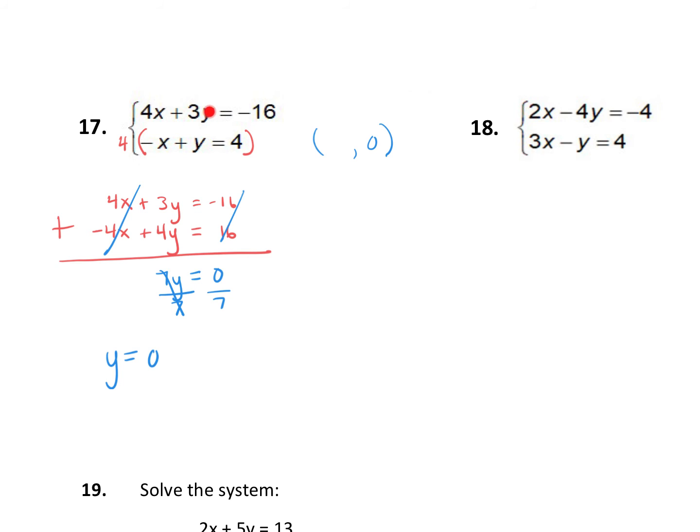I can plug it in for the y up top, or the y in the bottom equation, whatever one feels easier. I'm leaning toward that bottom equation. It looks simple. It's just a negative x plus y equals 4. But now that we know that y is a 0, I'm going to replace the y with a 0 and solve for x. Negative x plus 0 is just negative x equals 4. That negative is like a negative 1, so I want to divide both sides by negative 1, and we get x equals negative 4. So we just found the x value of our equation, and we have solved our system of equations using a process called elimination.